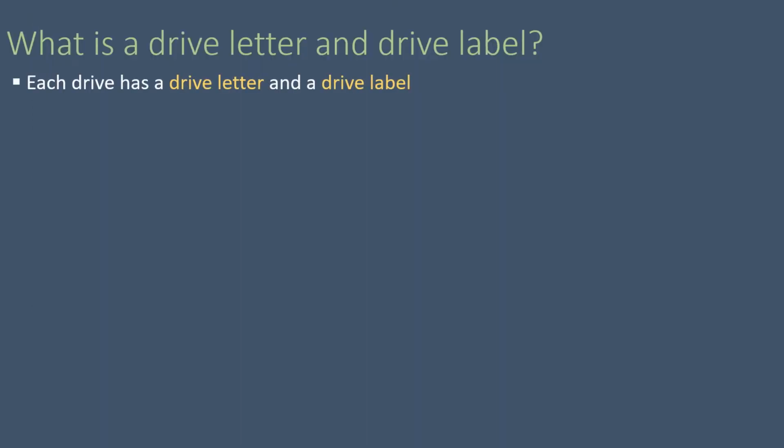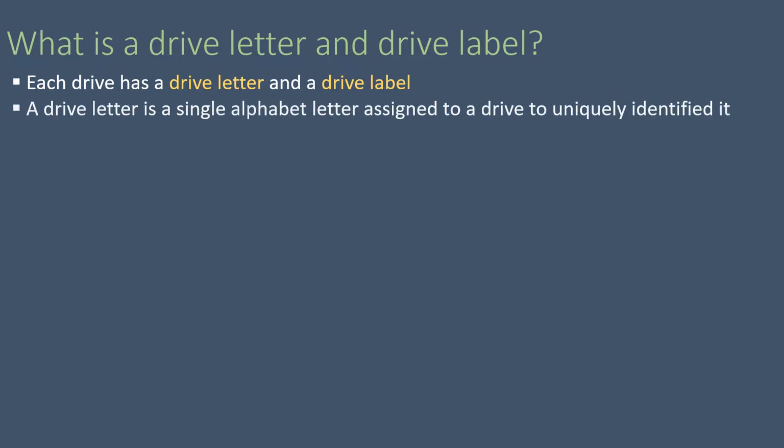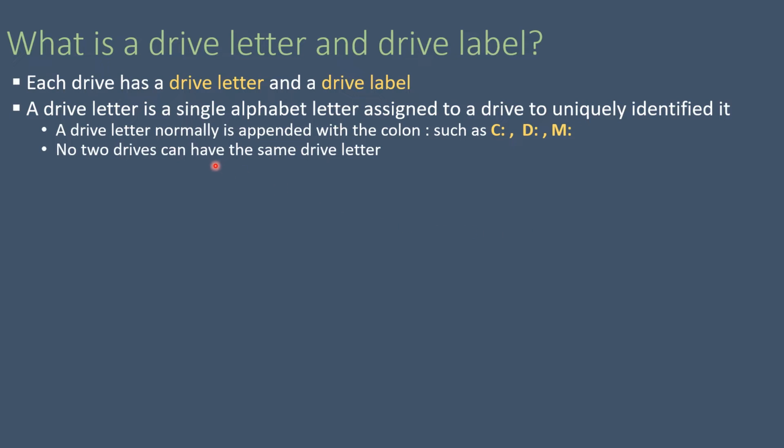So this is exactly what I have explained. Each drive has a drive letter and a drive label. The drive letter is a single alphabet letter assigned to the drive to uniquely identify it. And normally it's appended with a colon, such as C, D, M. No two drives can have the same drive letter.